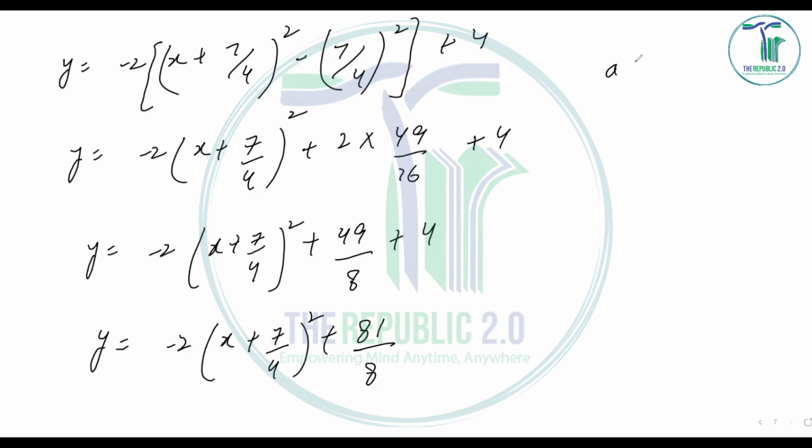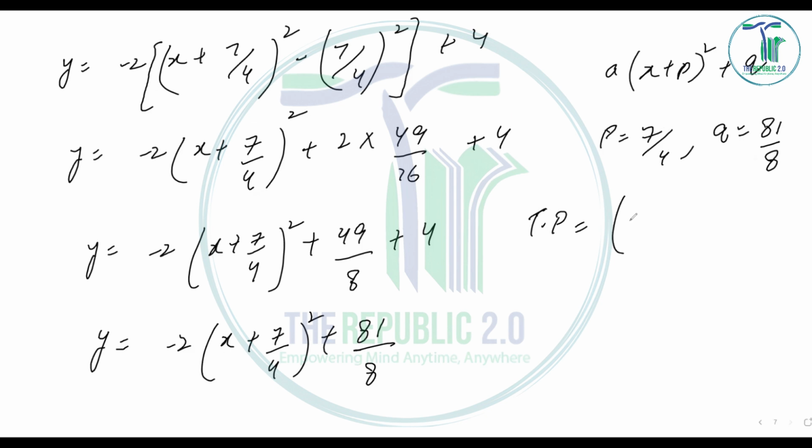So by comparing it with a(x + p)² + q, I would be having p as 7/4 and q as 81/8. And now the turning point is going to be (−7/4, 81/8). If you remember, the turning point was (−p, q), right? So that is how we're going to get ourselves the turning point.